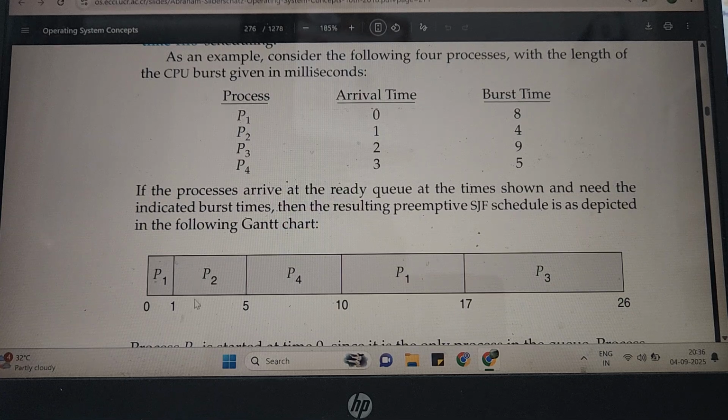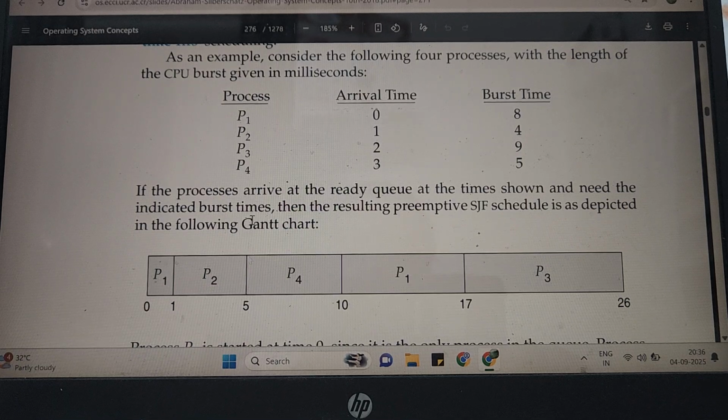So at time instance 2, I will again check. P1 needs 7 units, P2 needs 3 units, and P3 has just arrived and it needs 9 units. So again, P2 being the minimum, I will use P2 for the next time instance. Again at time instance 3, I will check. This will be a 7, this will be I think 2 units, this is a 9. Again P2 being the minimum, at the third instance also I will put P2. Again at time instance 4, I will check. P2 is the minimum, so I do P2.